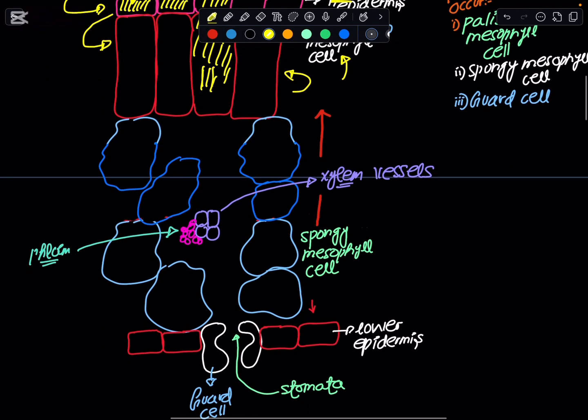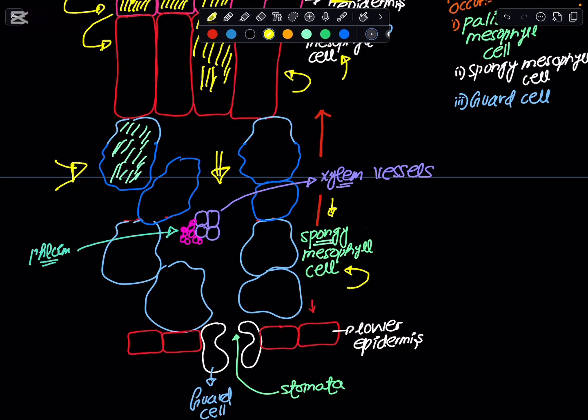If I go below the palisade mesophyll cells, here you see I have made many rough, round-shaped cells. These are spongy mesophyll cells. Now why do we call them spongy? The reason is simple, because we see a lot of air spaces in between these cells. Due to the presence of these spaces, this becomes the spongy mesophyll cell layer. And like the palisade mesophyll cells, these spongy mesophyll cells are also photosynthesizing.